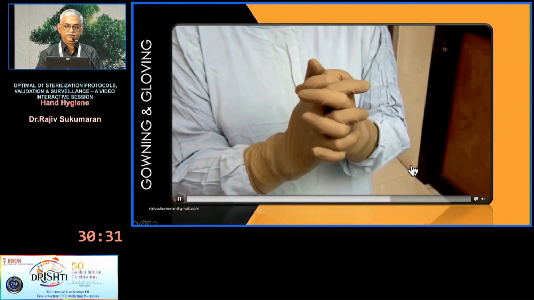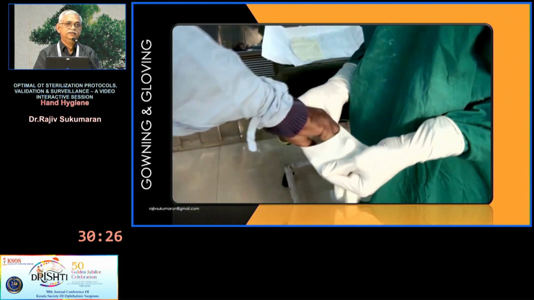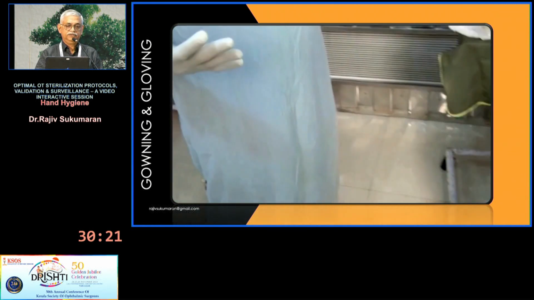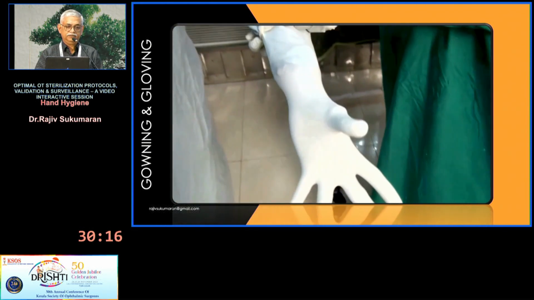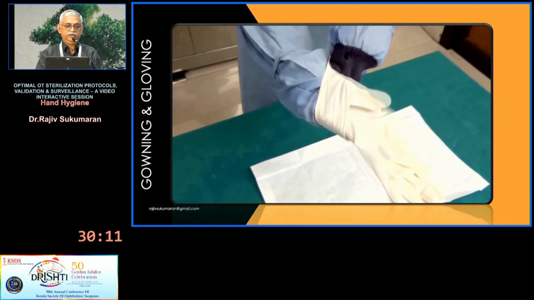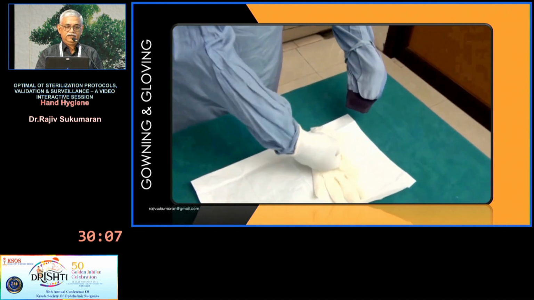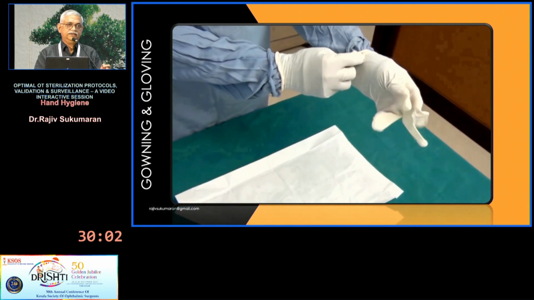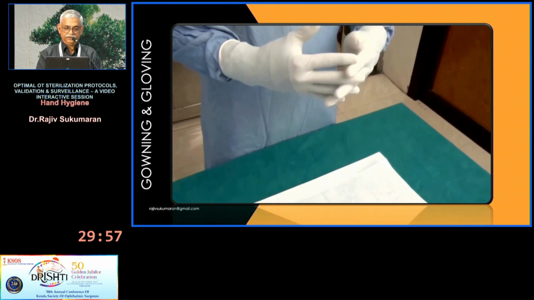The other way we do is the assisted way. The scrub nurse holds the glove for you and you introduce your hand into it. This is yet another way of wearing the glove. This is very safe for the surgeon, and this is the best way, the no-touch technique. You cover your hand with the gown itself, and with the covered hand you hold the glove and wear it. This is the proper way of gloving.